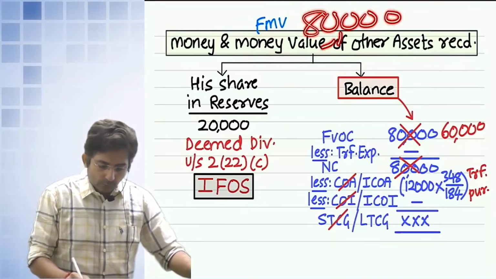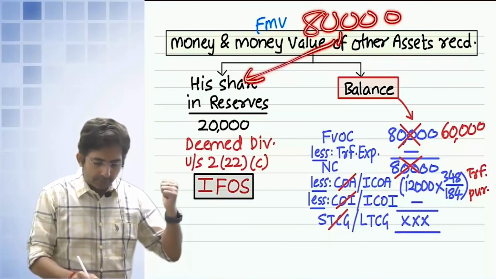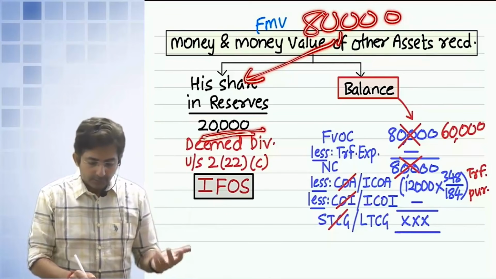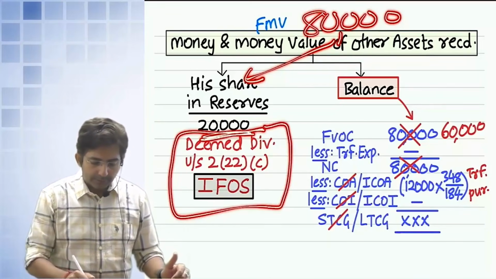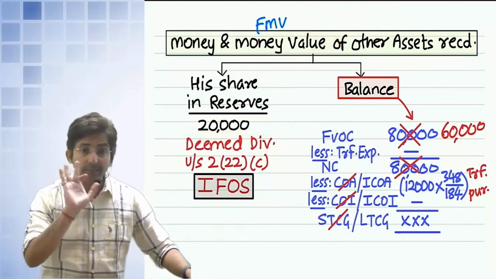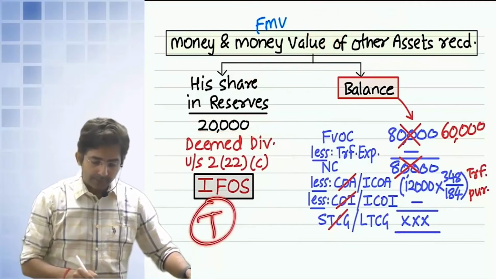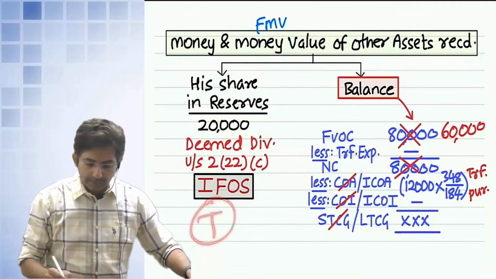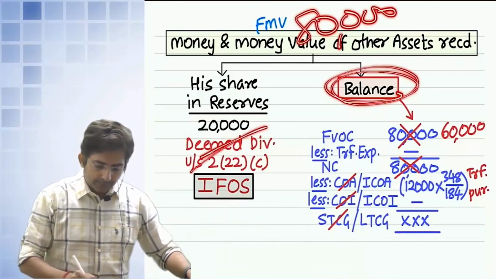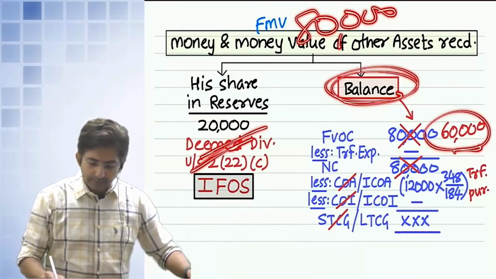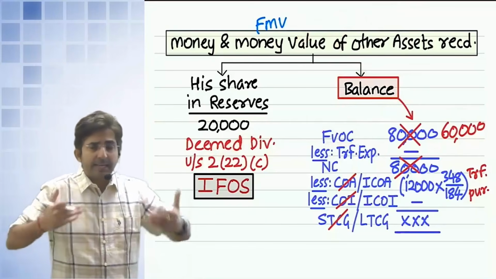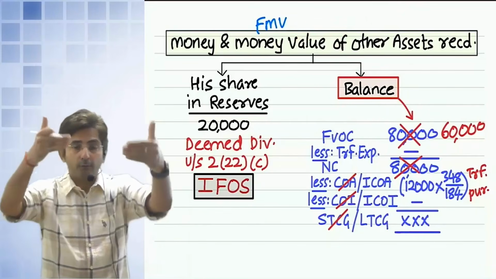80,000. Out of which, read what I have written. His share in reserves. His share in reserve was 20,000, which is deemed dividend under section 2(22)(c), and that goes to income from other sources, and even that is taxable. Nowadays dividend income is taxable. So this will be taxable under the head income from other sources. And what is the balance? Balance means 80,000 minus 20,000, balance is 60,000. That is counted in full value of consideration. In short, same thing, but I am just saying that in the Act they have given a format like this.